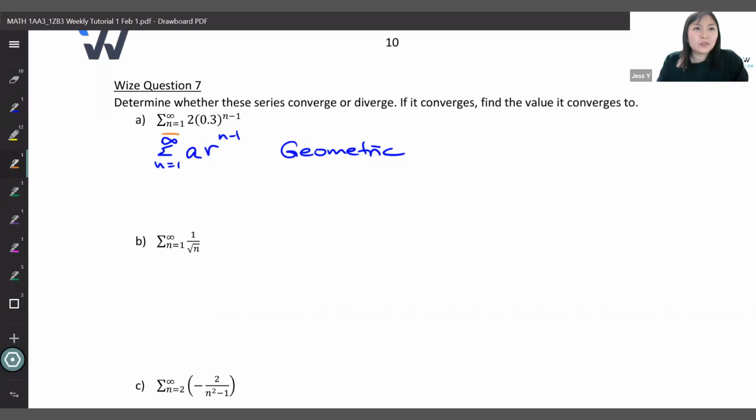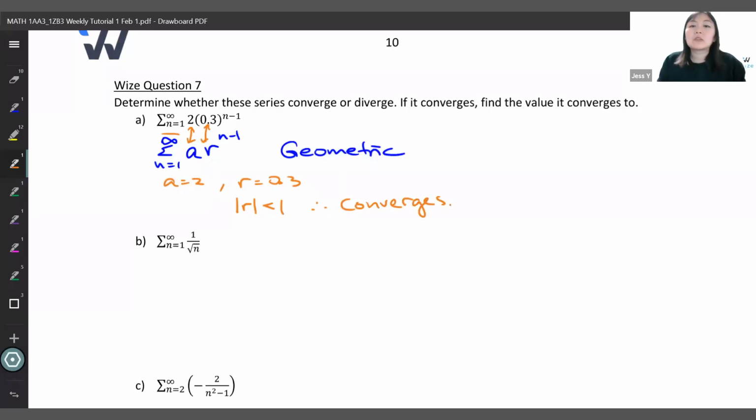So hopefully this one wasn't too bad, right? We're just matching up the different things. So a is 2, r is 0.3. And remember, for a geometric series, to check if it converges or diverges, we look at the absolute value of r. If it's less than 1, it converges. 0.3 is definitely less than 1, so therefore it converges.